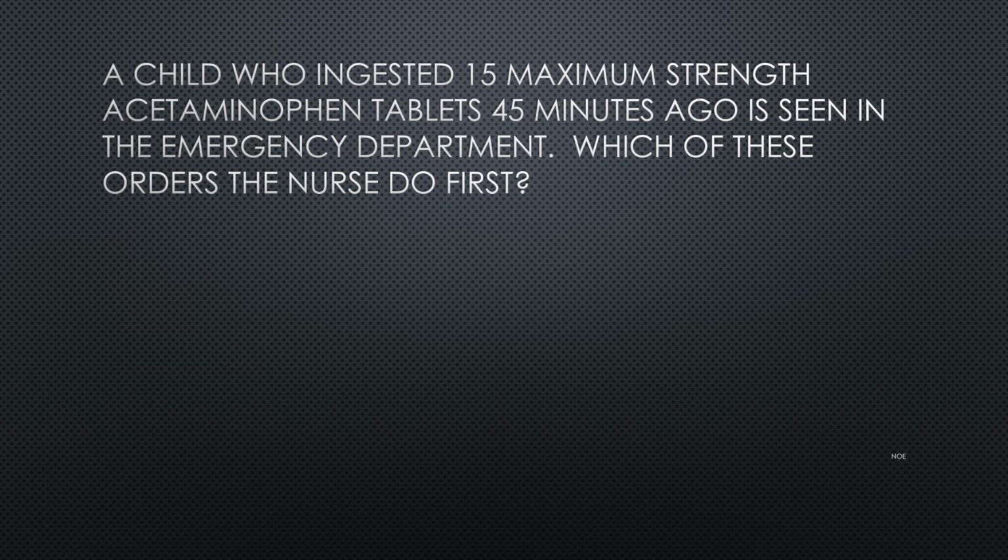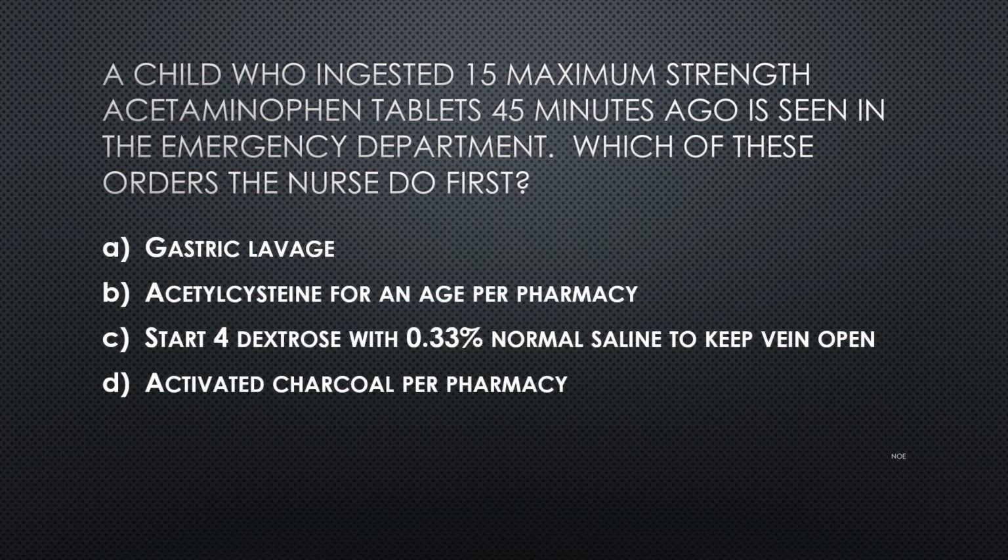A child who ingested 15 maximum strength acetaminophen tablets 45 minutes ago is seen in the emergency department. Which of these orders should the nurse do first? Option A. Gastric lavage. Option B. Acetylcysteine IV per pharmacy. Option C. Start IV dextrose with 0.33% normal saline to keep vein open. Option D. Activated charcoal per pharmacy. And the answer is gastric lavage.